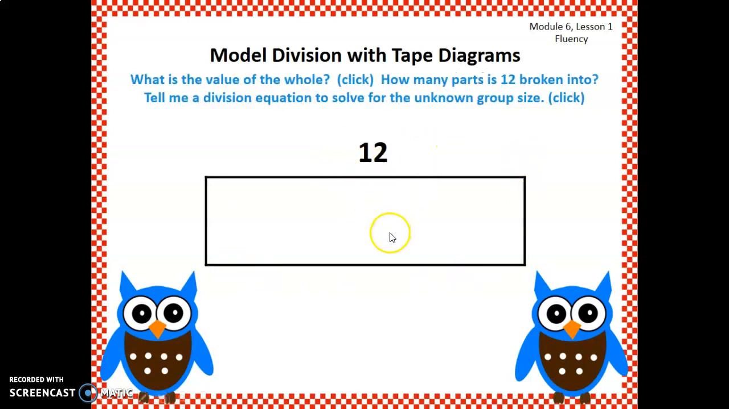This time 12 is divided into 3 equal parts. 12 divided by 3 is 3, 6, 12. 12 divided by 3 is 4.